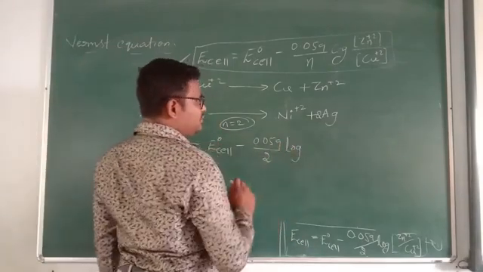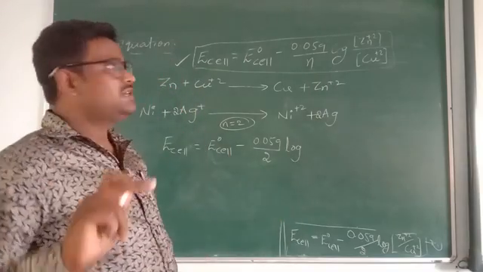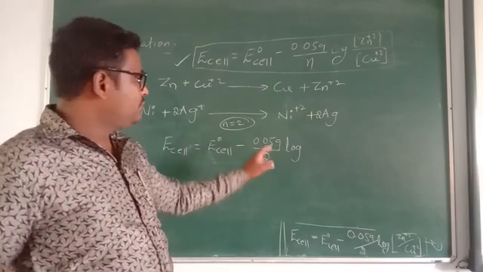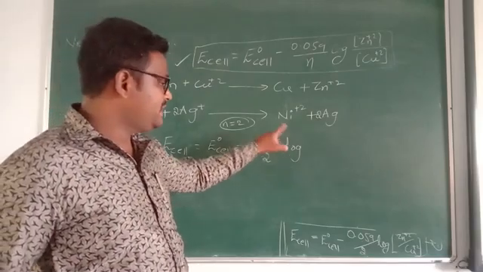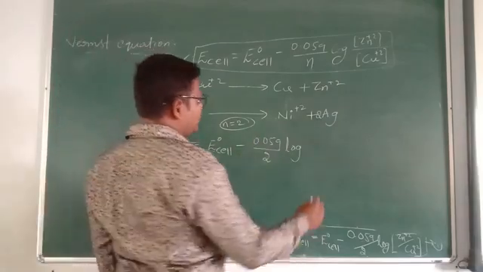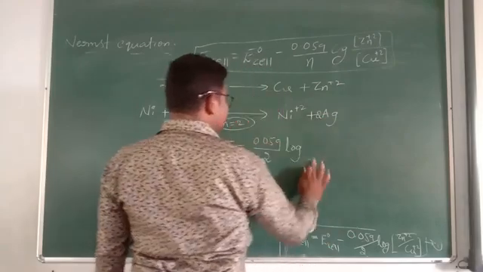You should write log value, not ln here, because 1 ln is equal to 2.303 log. So if you write 0.059, it is a completely already calculated value, 0.059 log. So what are the products here?